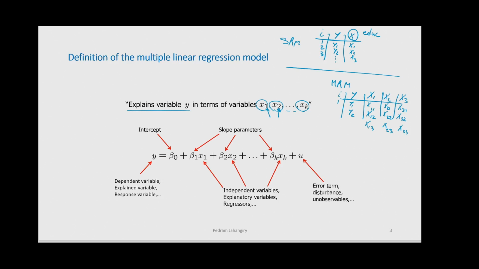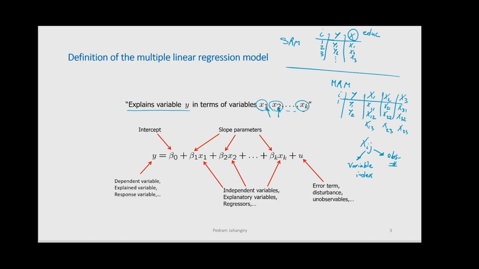Okay? So in general, we show it with x, i, j, and i stands for the variable index. j stands for observation number. Observation number. Okay.